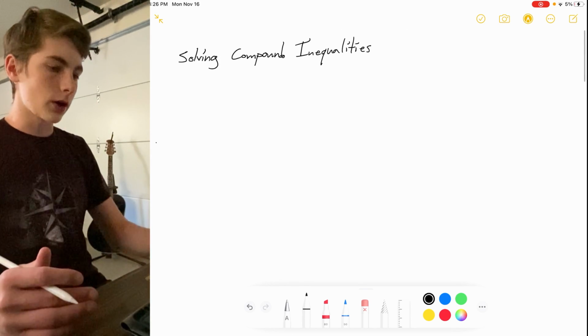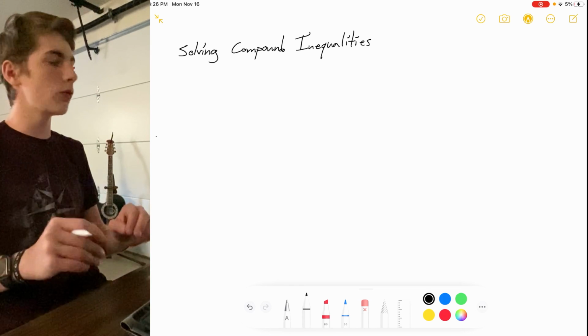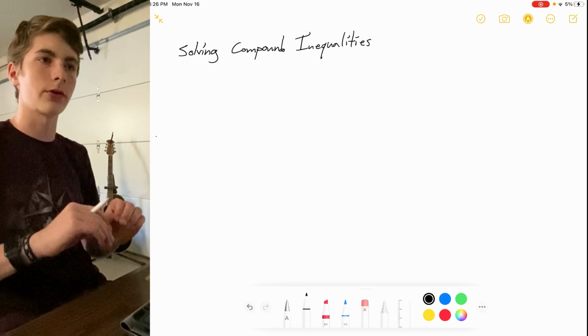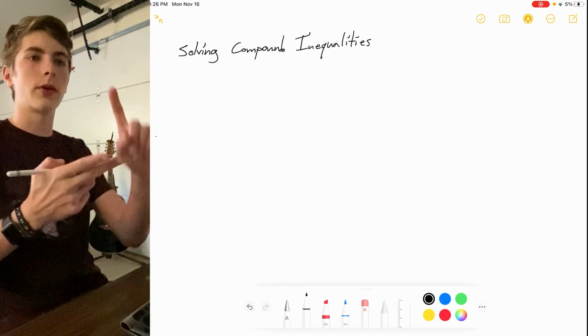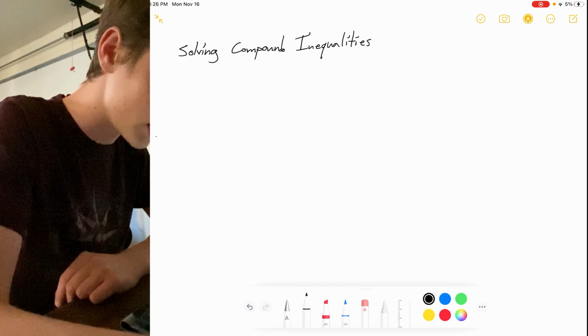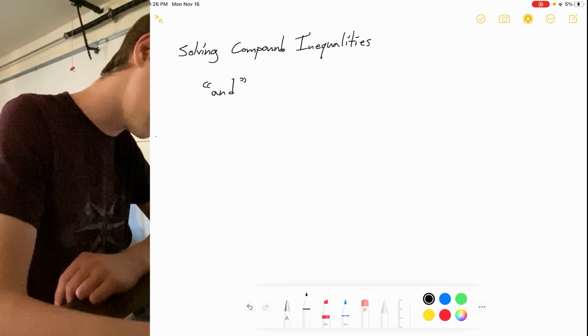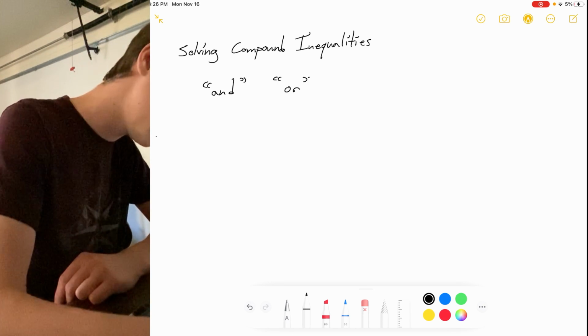So the definition of what a compound inequality is, according to the book, is it's two or more inequalities that are connected by either an "and" or an "or". So there's two different kinds of compound inequalities, right? We can have the "and" type, and we can have the "or" type, right?